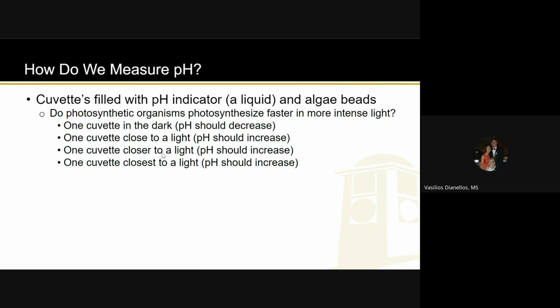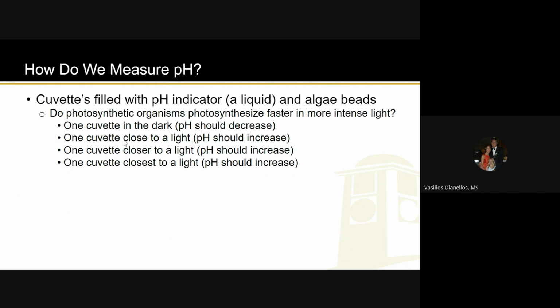So we're going to have at least 3. I say at least because if I can get my hands on more, then we'll do even more. Also, there's a chance that we might run out of materials, and we might only have 2 of them, like one close to the light, one farther from the light. Who knows? But anyway, this is the plan.